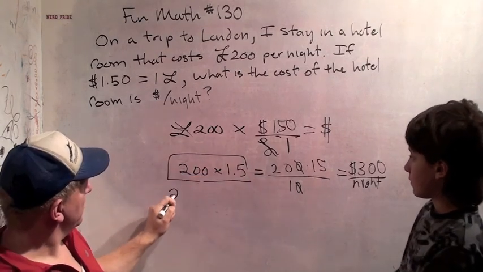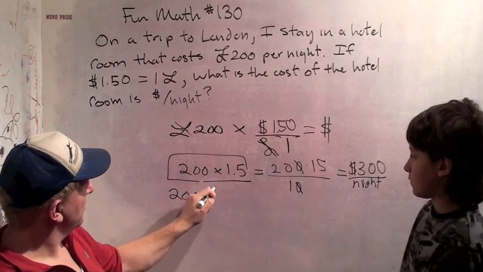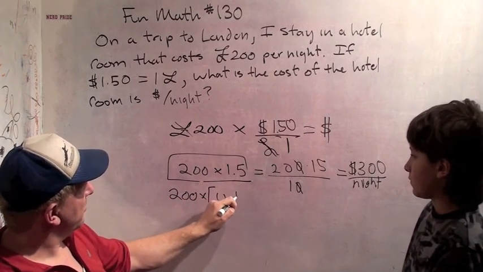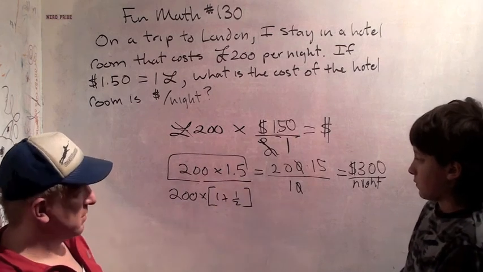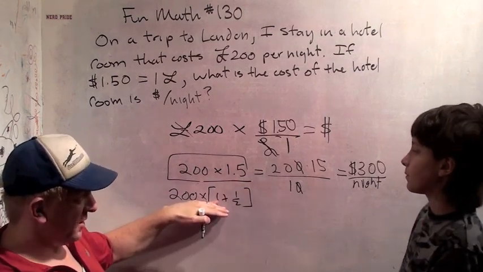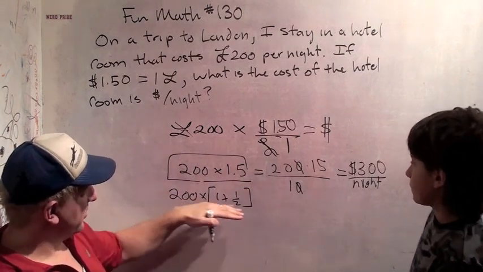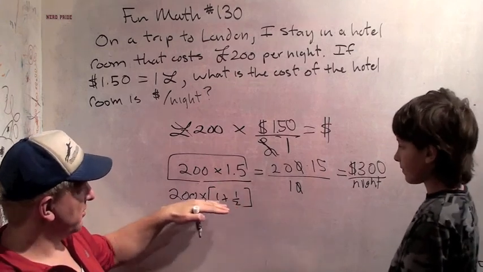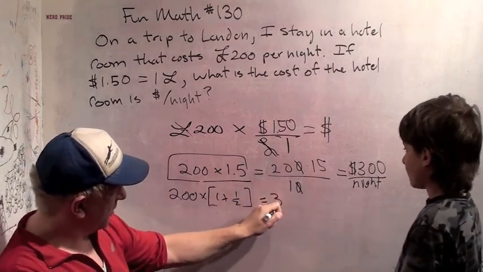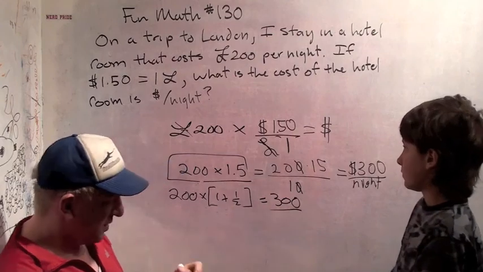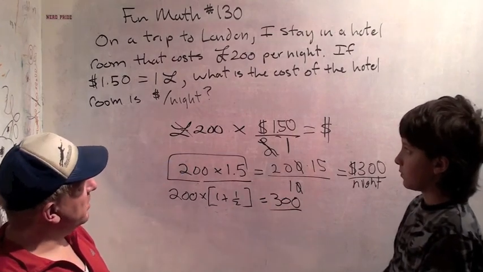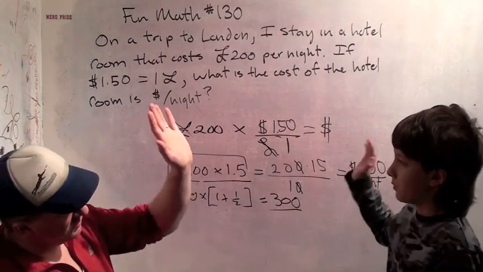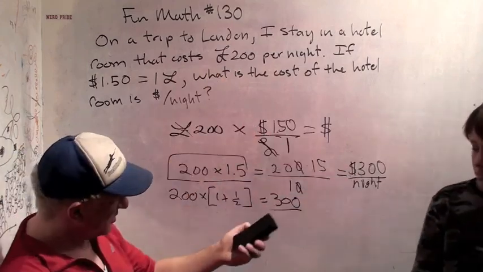That's fine. You could also do, this is the same thing as 200 times 1 plus 1/2, right? 200 times 1 is 200, plus 200 times 1/2. What's 200 times 1/2? 100. So 200 plus 100 is 300. There's lots of ways we could have done that. That's fine. So there we go. $300 per night. All right, you're going to have a homework problem that looks a lot like that.